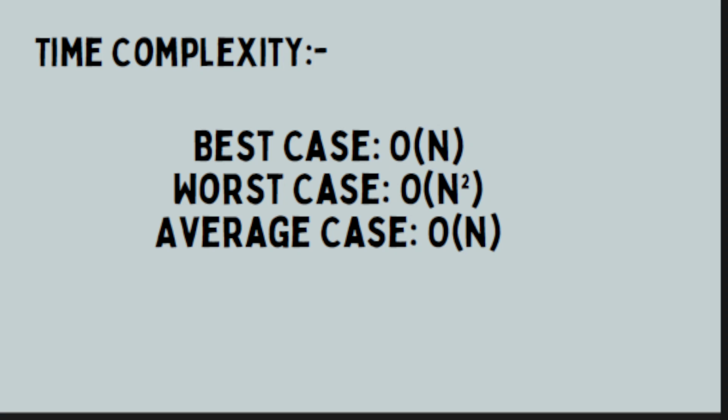In terms of performance, the best case is O(n) when processes have similar burst times. For the worst case, the time complexity is O(n square) when longer processes arrive before shorter ones, causing the convoy effect. And the average case is O(n), since the order of arrival directly influences the execution order.